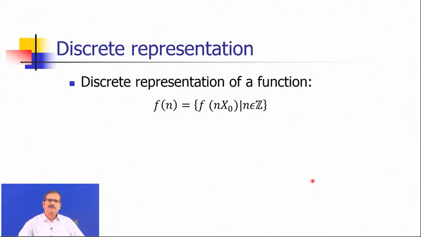A discrete representation of a function can be made in this form: the function needs to be sampled at periodic intervals, and it would provide a sequence of functional values, where each sequence position is an element of the integer set, and there is a sampling interval which is associated with this particular definition.